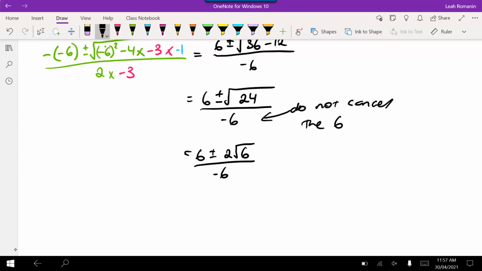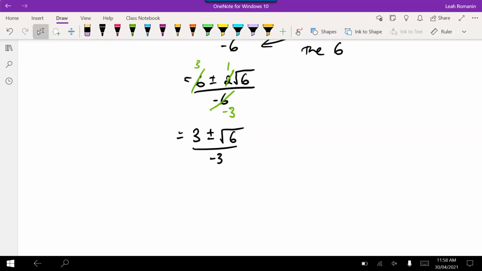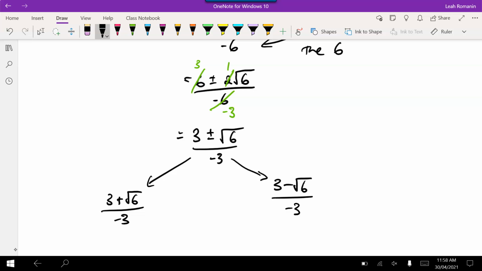Now at this point you can cancel by a factor of 2. 2 is the highest common factor that goes into all of those three terms. So I'm going to cancel everything by a factor of 2. I'm just going to rewrite my answer. Okay, so given that I said I couldn't cancel the 6s before, I obviously cannot cancel these 3s either. At this point is where I split my answers again. So 3 plus root 6 over -3 and 3 minus root 6 over -3.